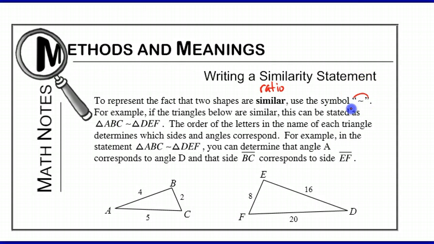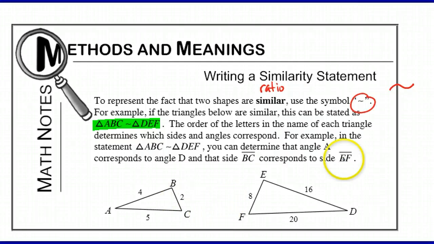So we're going to use this symbol. It's a little hard to see, so I'll write it again at the side. Okay, it looks like that. So if the two triangles below, ABC and DEF, are similar, then we write our statement like this. Now, what gives us the permission to write that statement? Well, if we can put their corresponding parts into a proportion, then they are similar.